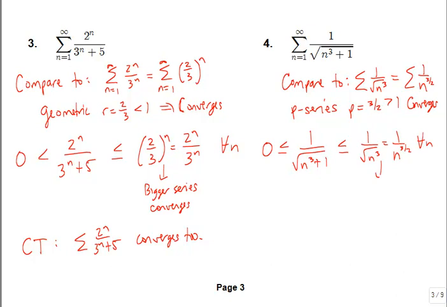So again, what we have here is that our known series is the bigger one, and it converges because it's a p-series. Therefore, by the comparison test, the sum of 1 over the square root of n cubed plus 1 must converge as well.